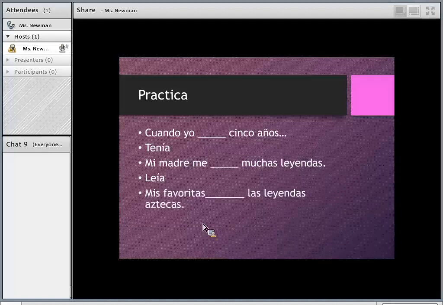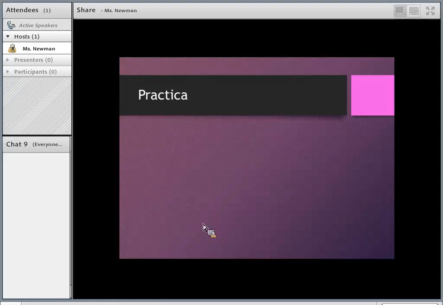Mis favoritas, blank, las leyendas aztecas. So my favorites were. Were is going to be ser in this case. The imperfect tense for plural, eran, right? Mis favoritas eran. My favorites were porque yo blank ser guerrero valiente, because I wanted to be a valiant warrior. So querer in the imperfect. Quería.